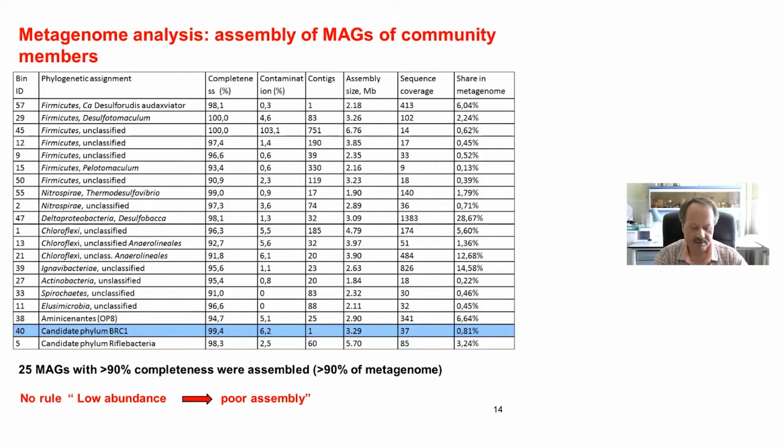Okay, so let's go back to our results. We obtained 25 genomes with more than 90% completeness. Altogether, we accumulated 90% of the whole metagenome, so we have all the information for understanding microbial life in the subsurface. Quantitative estimation of the completeness and contamination of genomes is based on the presence or absence of a set of about 120 conserved single-copy marker genes.